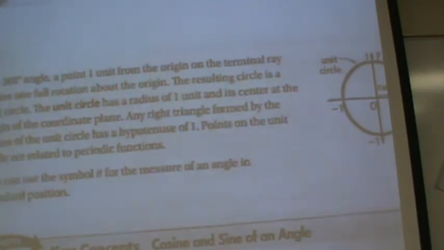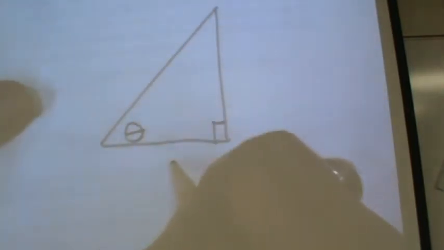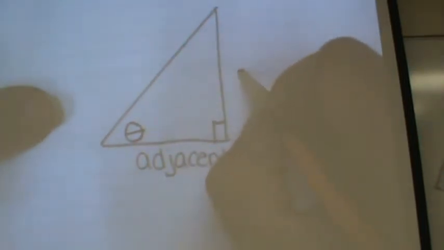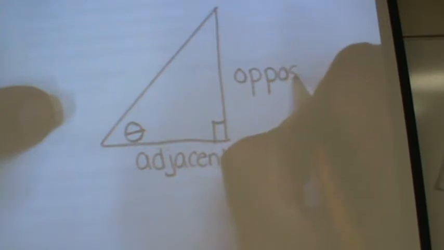Let's write this down. Let's take a little walk down memory lane. So SOHCAHTOA. If we were talking about this angle right here, this is the adjacent side, this is the side opposite, and this is the hypotenuse.